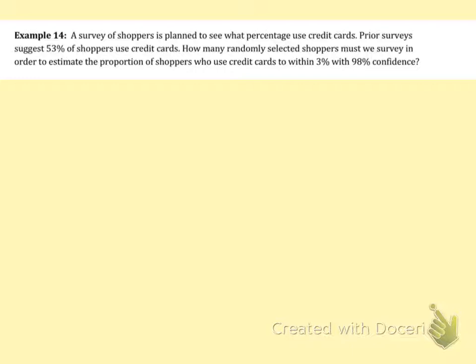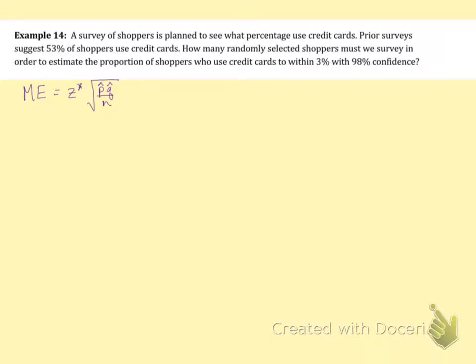So what this is saying is, before we ever take a sample, we should figure out what our margin of error is and how confident we want to be. And then using that information, we can figure out how big of a sample we should take in the first place. So we're going to use the formula for margin of error, where margin of error equals z star times the square root of p hat q hat over n.